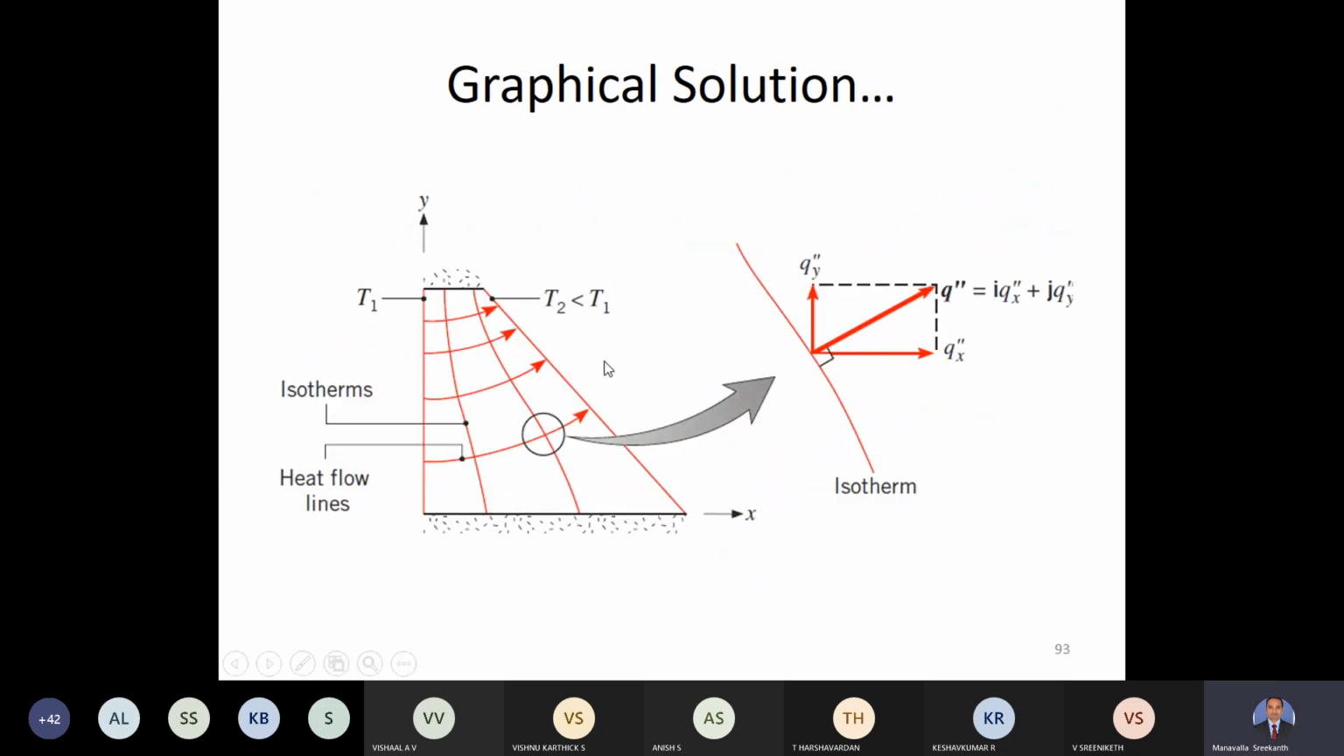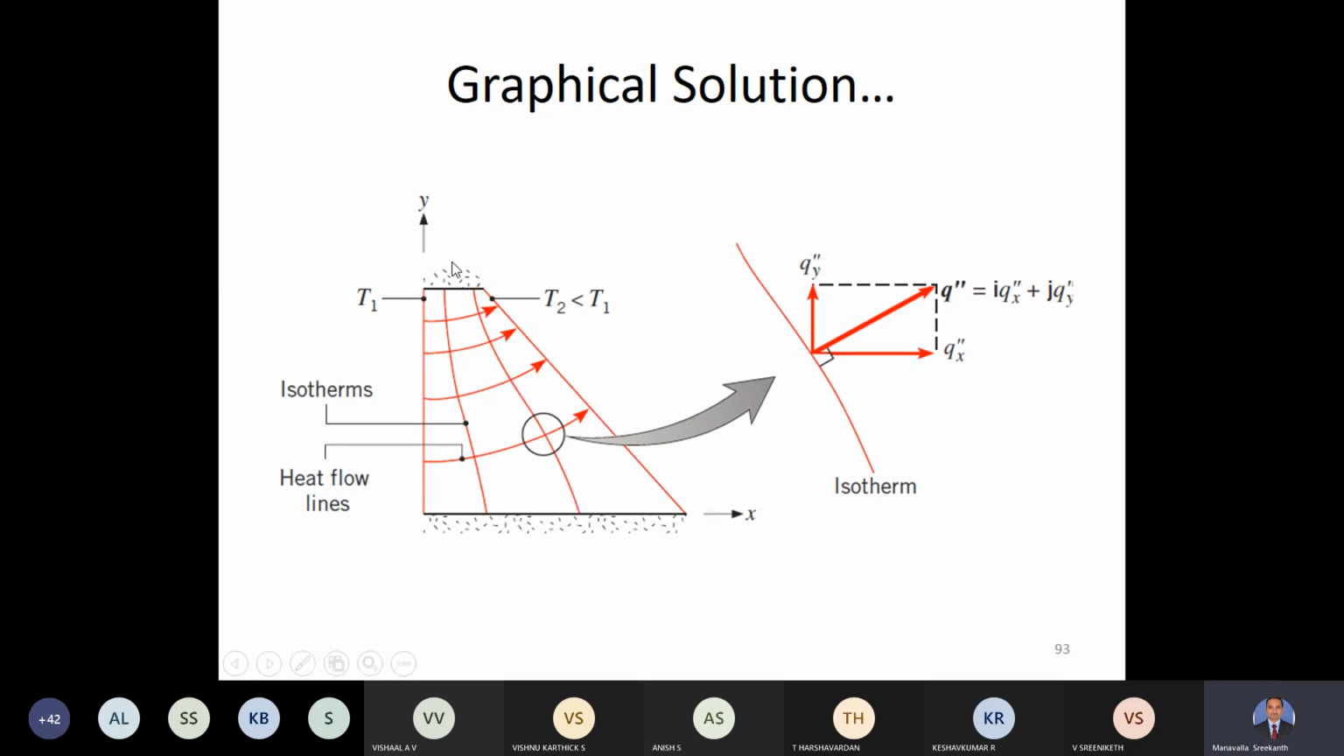So here you see there is this domain. It looks like a trapezoidal domain. Two lines are parallel, and these two are parallel lines. Looks like a trapezoidal section, and this side is maintained at a temperature T1, and this side is maintained at a temperature T2, and T2 is less than T1. So T1 is greater than T2, therefore heat transfers from left to right.